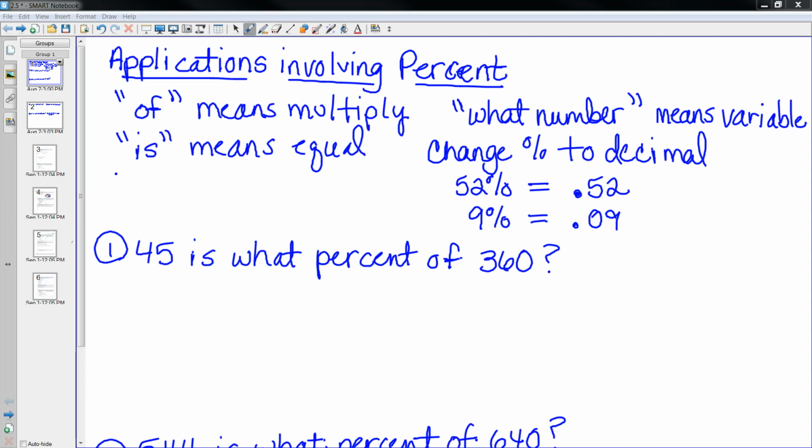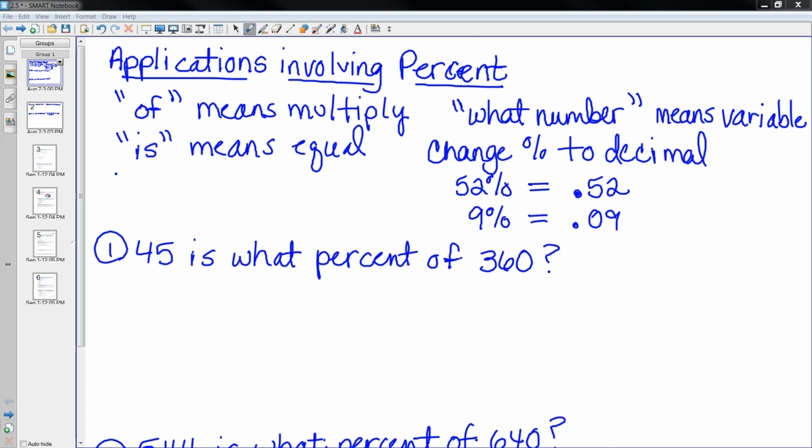All right, now we're getting into some real world problems that you might see every day, and that's going to be application problems that involve percent. A lot of these may involve money, when you go and shop, things like that. So let's look at some basic percent problems first.